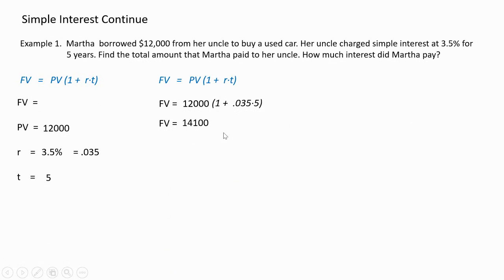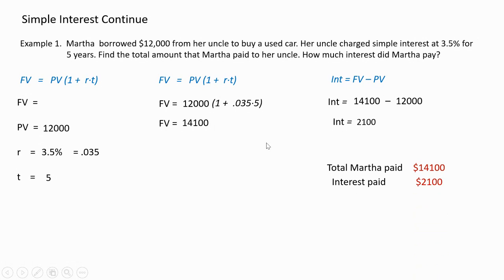So then how much interest did Martha pay? We have to use this formula accompanied with the formula that we just used. The interest is equal to the future value minus the present value. So the future value is 14,100 and the present value is the 12,000. So what was the interest that Martha paid? It's $2,100.